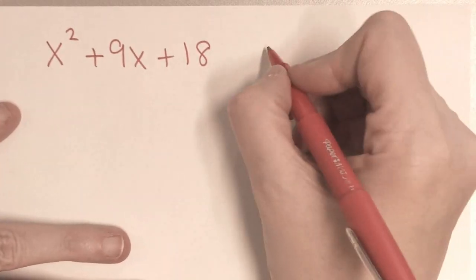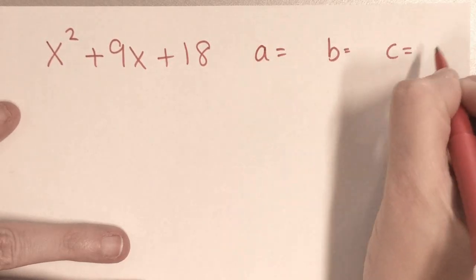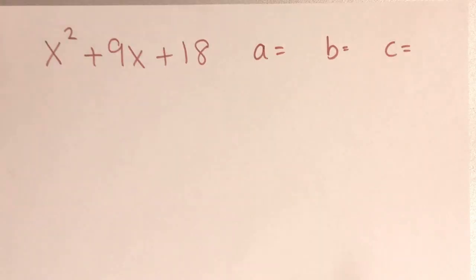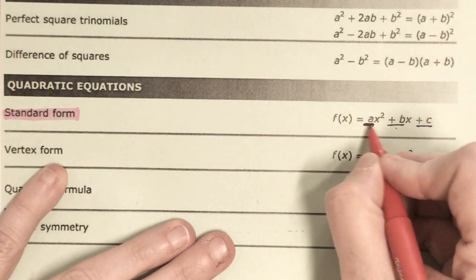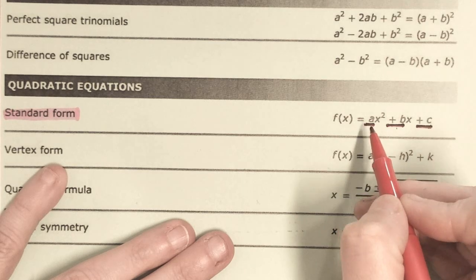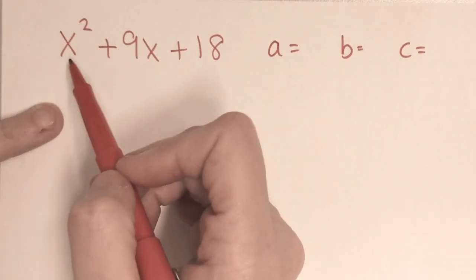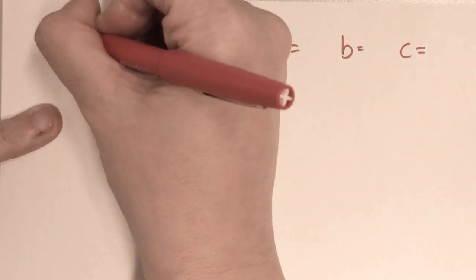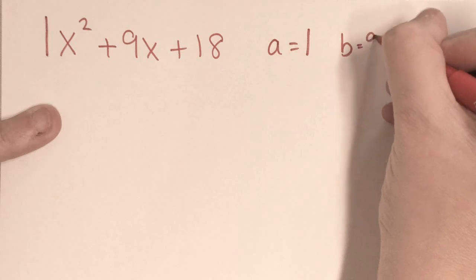My first step is to find out what A, B, and C are. Now remember, A, B, and C come from our formula chart, and on our formula chart, we're looking at standard form. So standard form of a quadratic equation has ax squared plus bx plus c. A is just a number. For this one, A is not x squared. It's the invisible 1 in front of that. It's 1. B is 9.